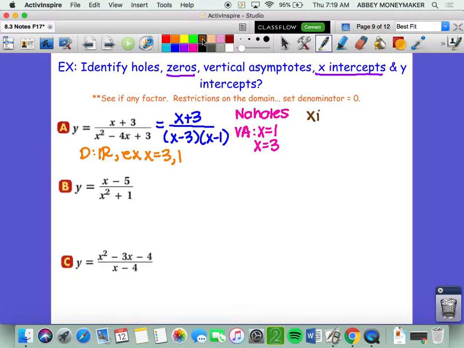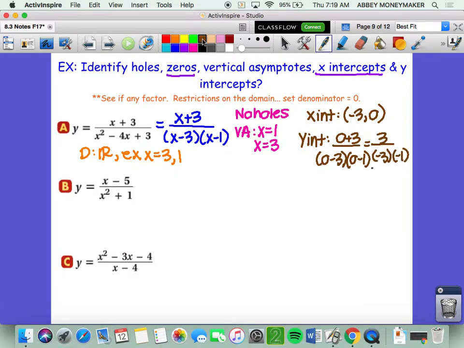To find the x-intercept, we set the numerator equal to 0. So that would be at -3, 0. And for my y-intercept, I plug in 0 wherever I see an x. So that's 0 plus 3 over 0 minus 3 times 0 minus 1. That gives me 3 over -3 times -1, which gives me 1. So my y-intercept would be 0, 1.